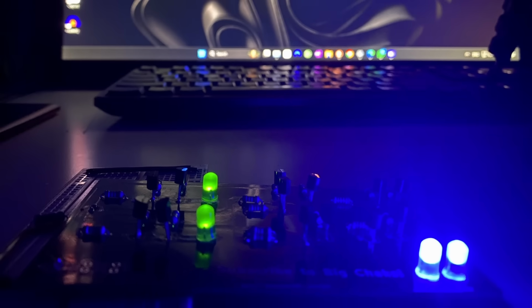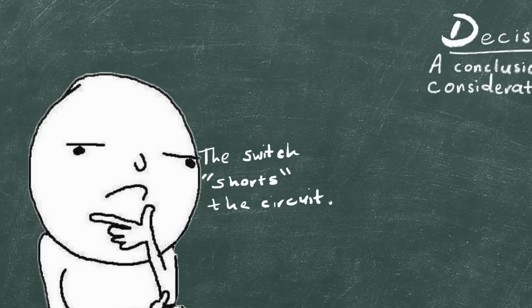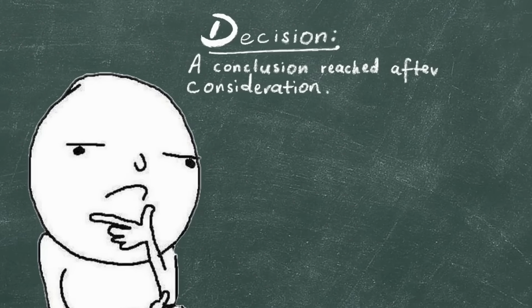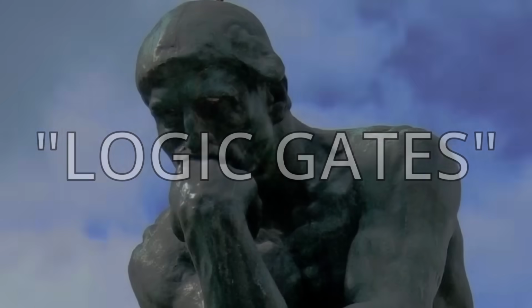This circuit's actually really useful, and we'll talk about this a little later in the video. What's interesting is, these circuits are basically making decisions. They consider the inputs and decide what the output should be. Since making decisions needs some sort of logic, we can call these circuits logic gates.